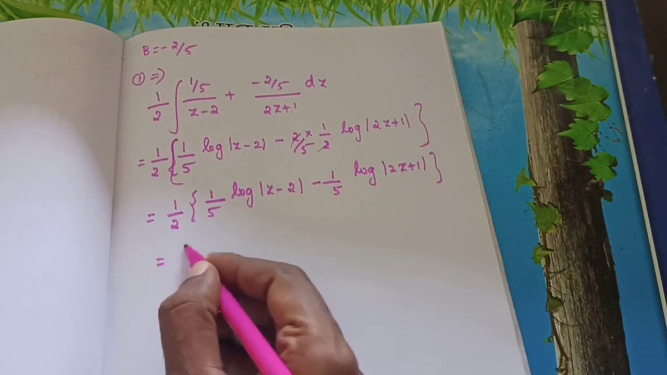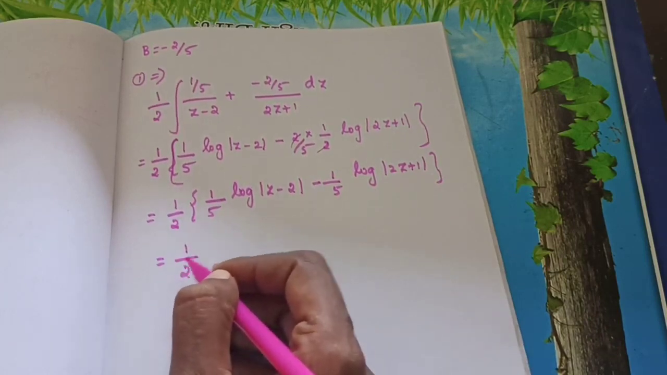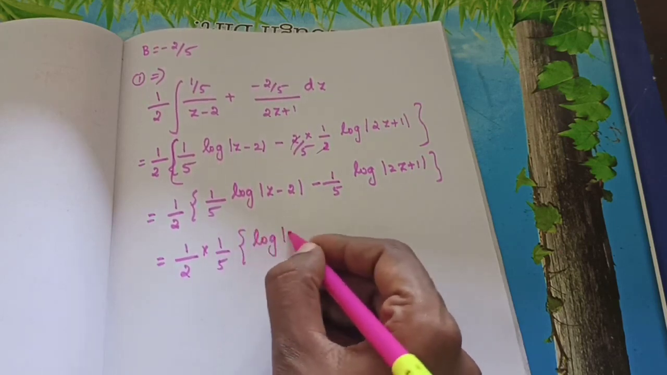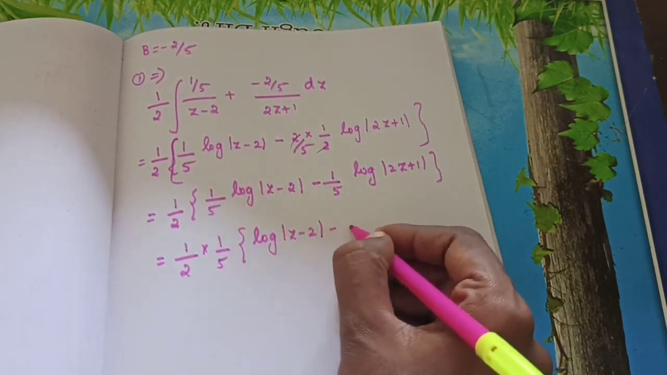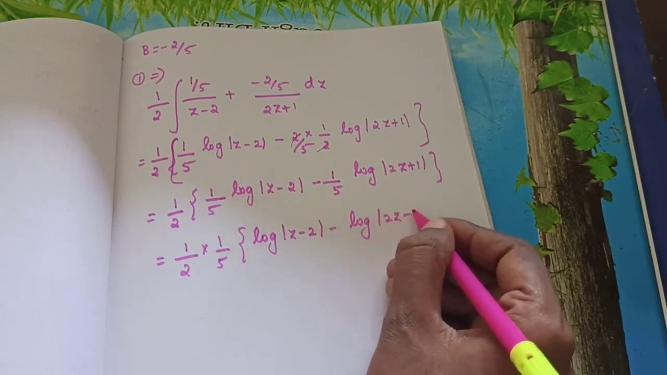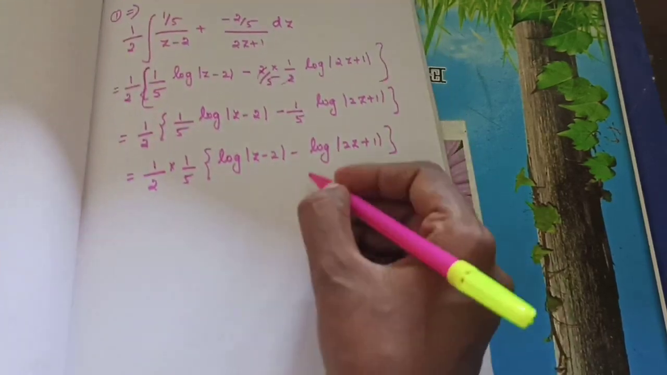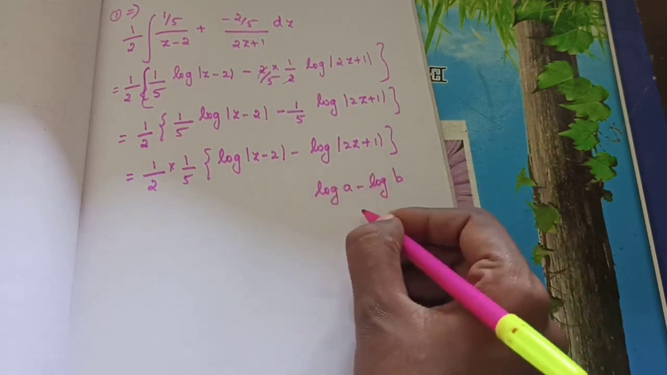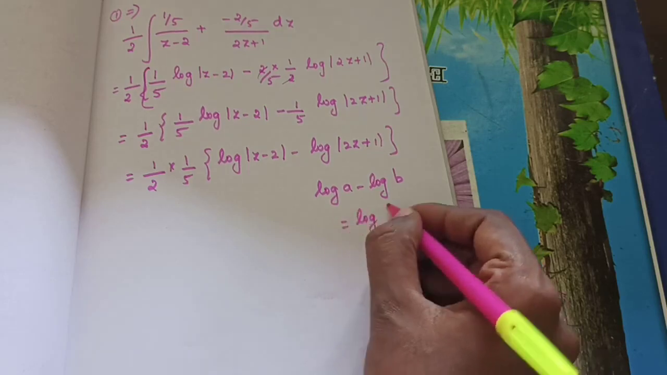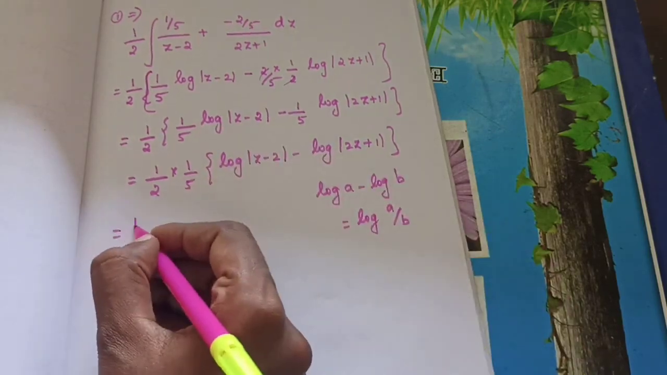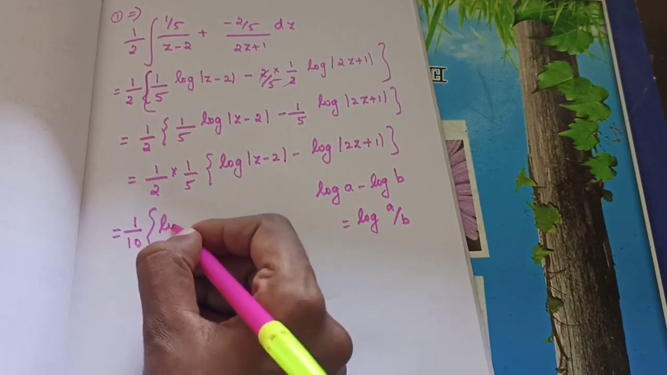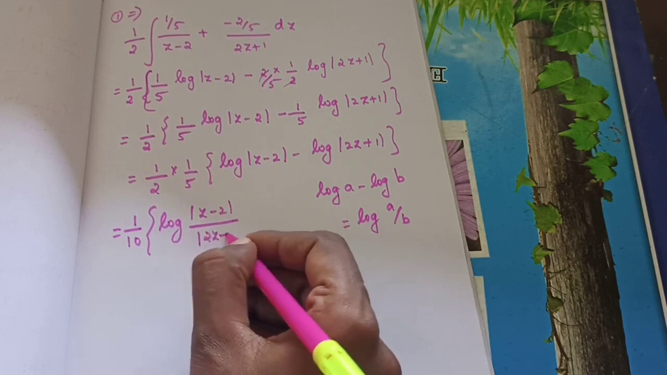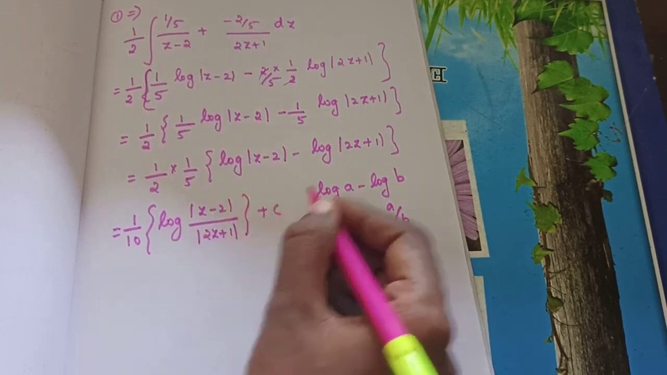Okay. That's equal to 1 by 2 into 1 by 5 is common. So shall we take 1 by 5 outside? What's the balance? Log of mod z minus 2 minus log of modulus of 2z plus 1. What's the formula for log a minus log b? Log a minus log b is equal to log of a by b. So shall we use that? That is 1 by 10 into log of modulus of z minus 2 divided by modulus of 2z plus 1, plus c.